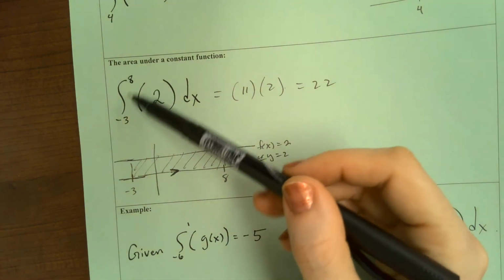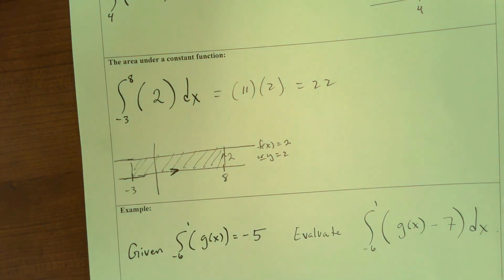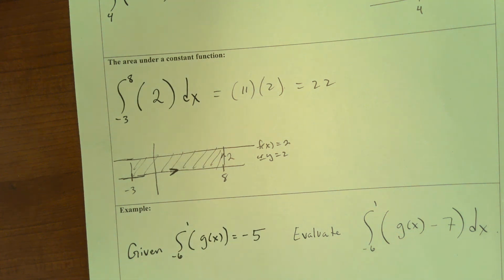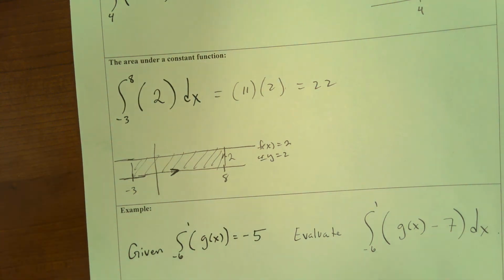All right, so it's always going to be the length of the interval. Just be careful whether it's a positive or negative base. And then the height of the function, which is just the function value itself. Okay, so if you notice shortcuts, use them.